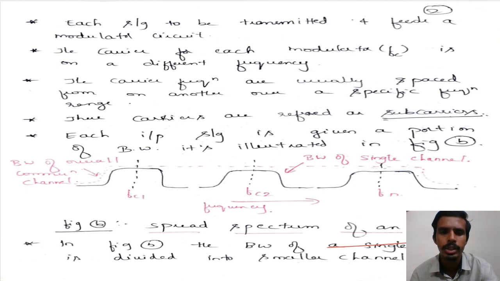From figure B we can see the waveform which is obtained by transmitting the signal. In between, over the overall communication channel, we can see the frequency is divided, and the bandwidth of a single channel is also observed in this diagram. We'll be looking into it clearly in the upcoming part.